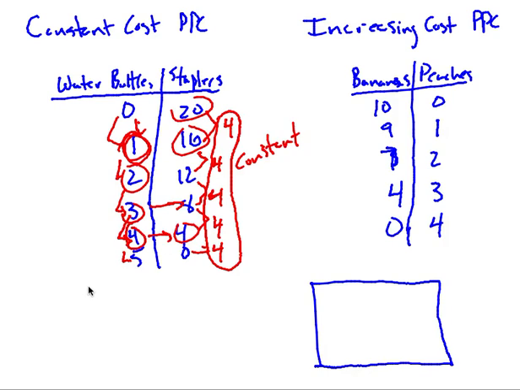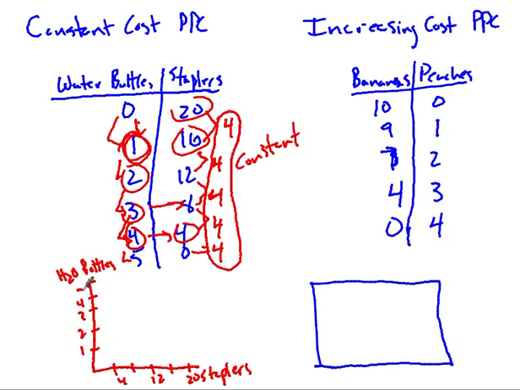And let's see what that looks like on a graph real quick. This is going to be kind of small, but we'll put water bottles here, and staplers here, and let's see, 1, 2, 3, 4, and 5, and about 4, 8, 12, 16, and 20. So 20, 12, and 4. And let's just plot these points out real quick. Let's choose another color here. How about purple? So 0 and 20. I'm just pulling it from here.